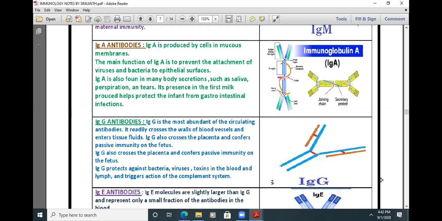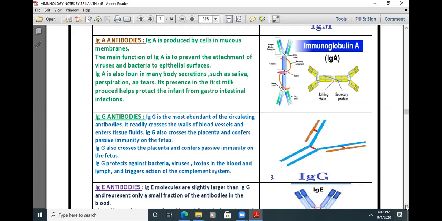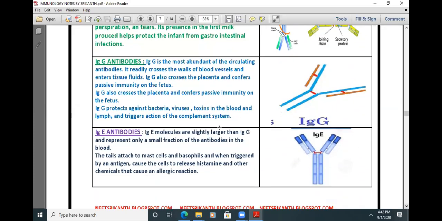Next, IgG antibodies are the most abundant of the circulating antibodies. It readily crosses the walls of blood vessels and enters tissue fluids. IgG also crosses the placenta and confers passive immunity on the fetus. Remember this point.